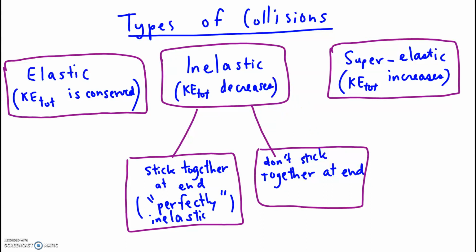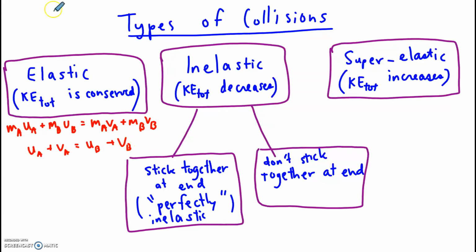Okay, so what equations can we use for each scenario? Well, if they're elastic, we can use the big long equation: MA UA plus MB UB equals MA VA plus MB VB. You can use that for elastic collisions. You can also use this other one that I showed you, UA plus VA equals UB plus VB.